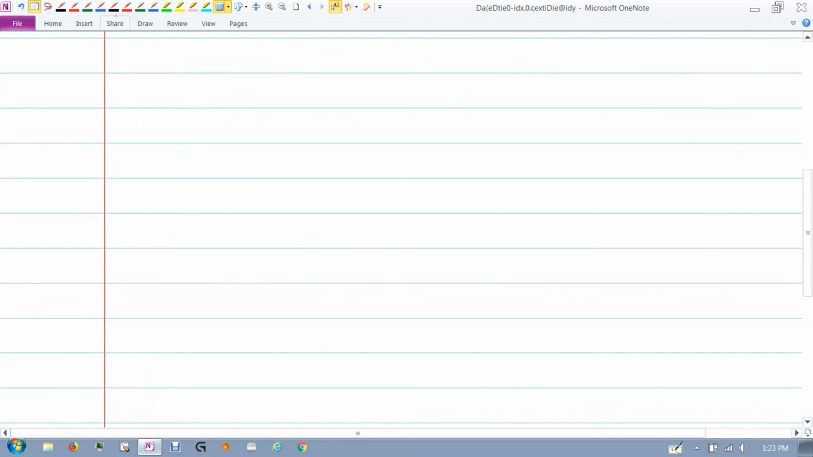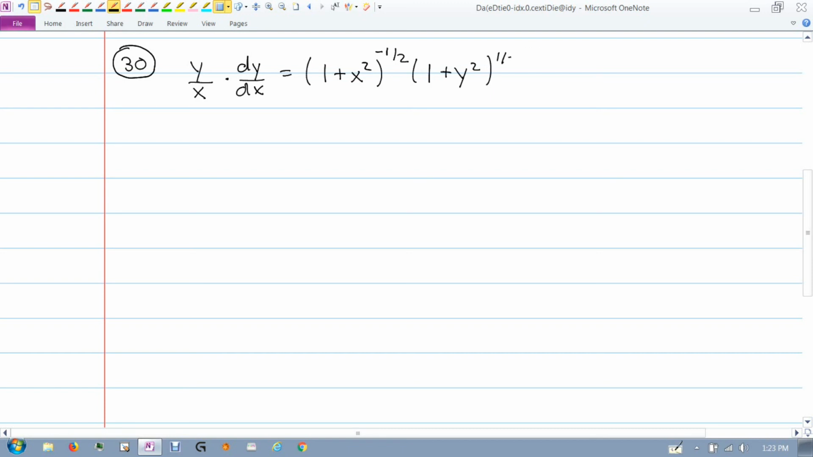30. Y over x dy dx equals 1 plus x squared raised to the negative 1/2 times 1 plus y squared raised to the positive 1/2.